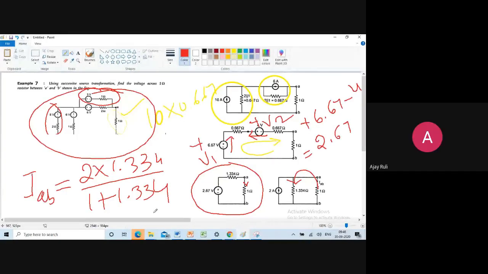Ajay? Ma'am, the current will be 1.143. Same? Yes, ma'am. The current IAB equals 1.143. Okay, what was the answer you got in the earlier case? 1.139, ma'am. That is almost equal to 1.14, isn't it? What answer are you getting here? Same, 1.143. Same, ma'am, 1.14.